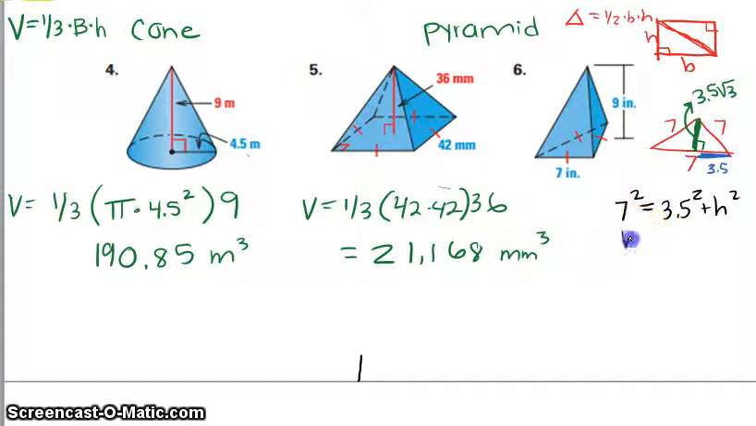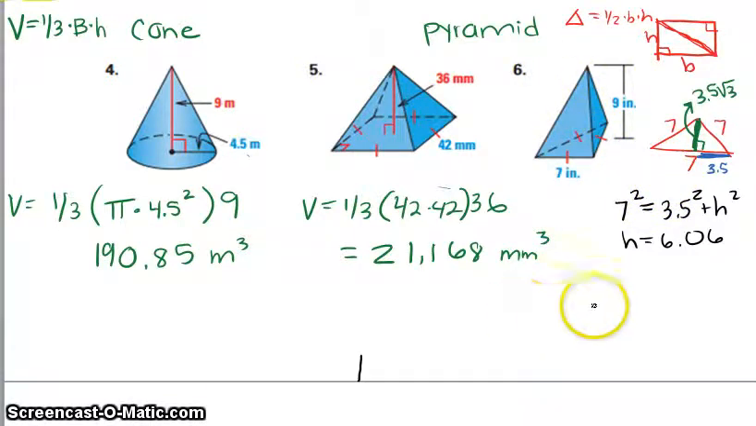And we get 6.06 for that height. Yes, 6.06. And 3.5 square root of 3 coincidentally happens to also be 6.06. So either way you want to do it. All right, back to volume.